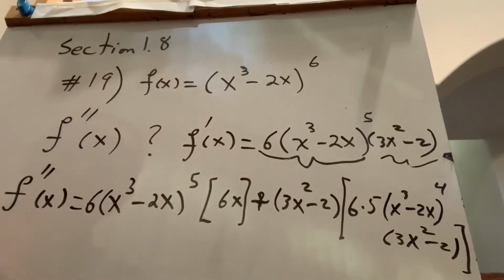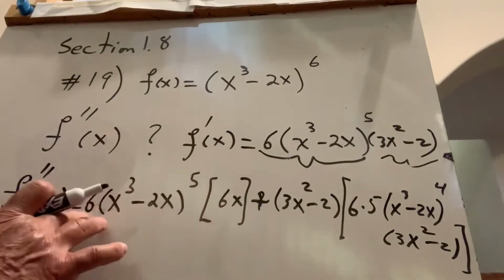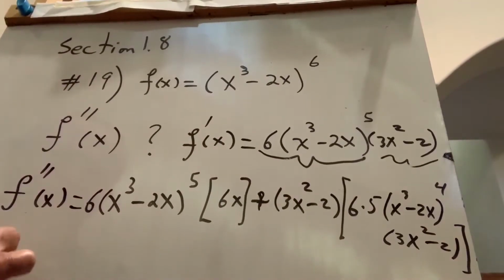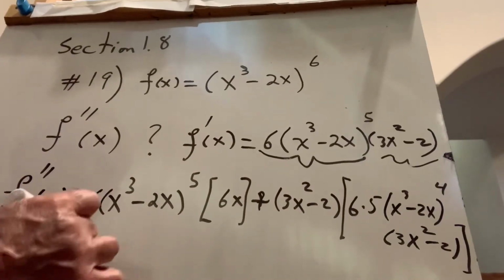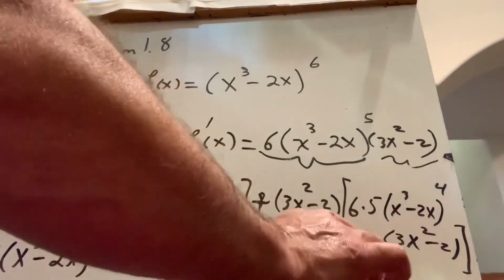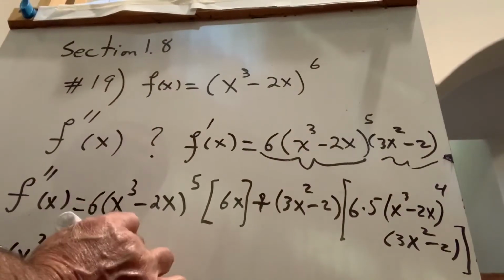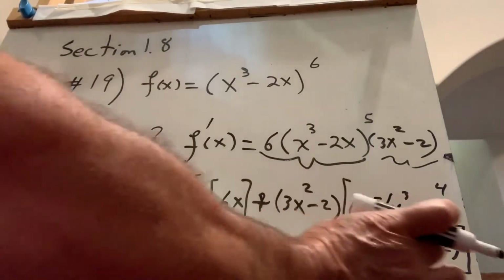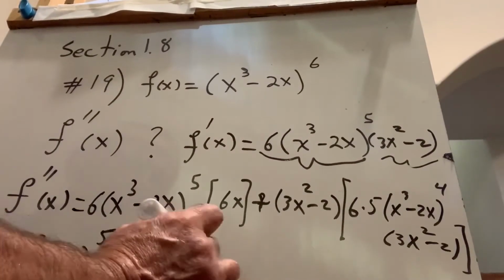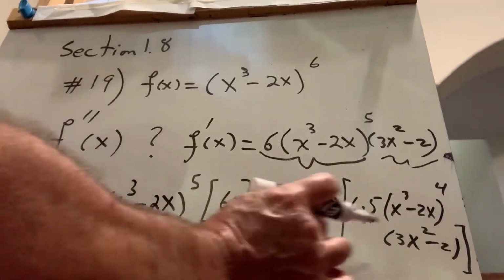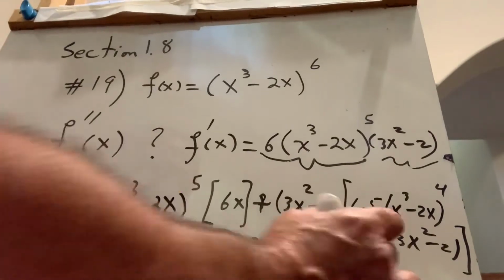I'm going to try to see if I can clean it up a little bit. So obviously you can continue with the algebra. So right now we have 6 times 6, which becomes 36. You still have the x, and then times x cubed minus 2x raised to the 5th power. And then here we have everything being multiplied together. So 6 times 5 is 30. You have 3x squared minus 2 times another 3x squared minus 2, which will give you 2 of those, so it'll be to the second power or squared. And then also you have the x cubed minus 2x raised to the 4th power.